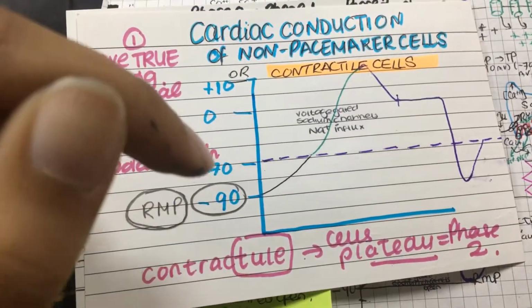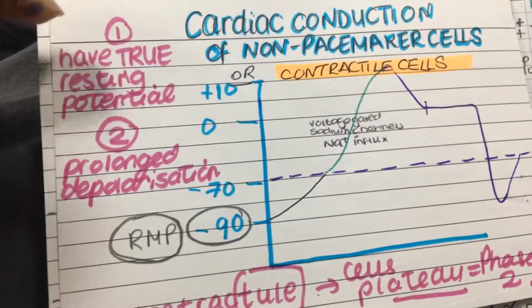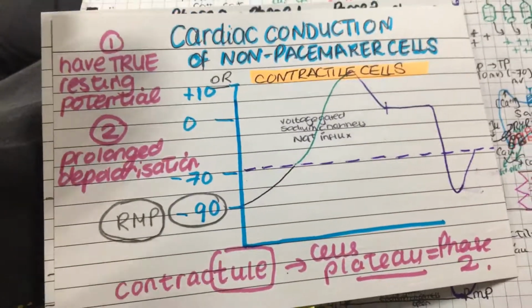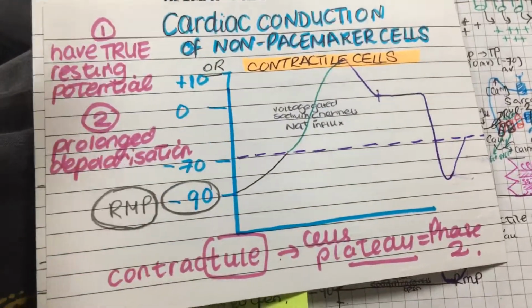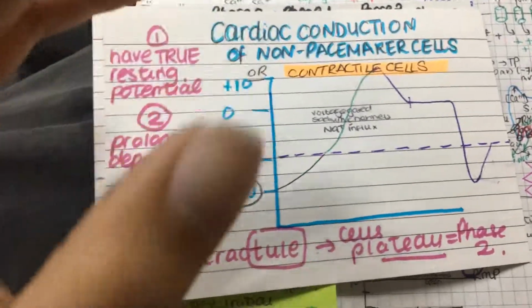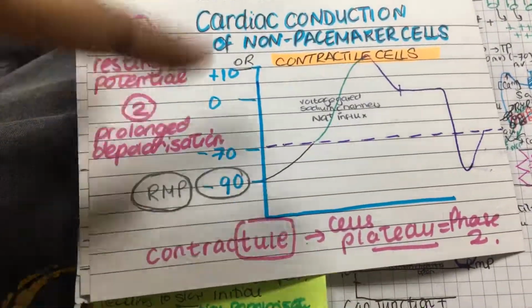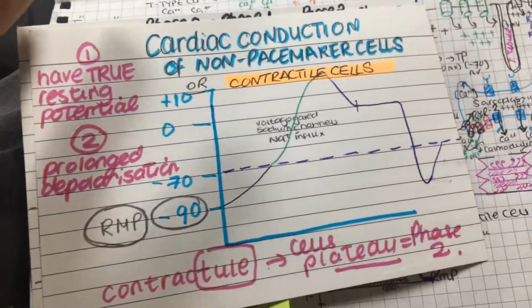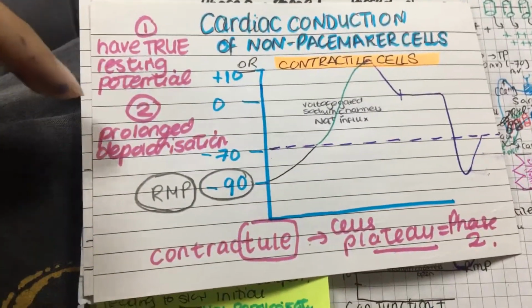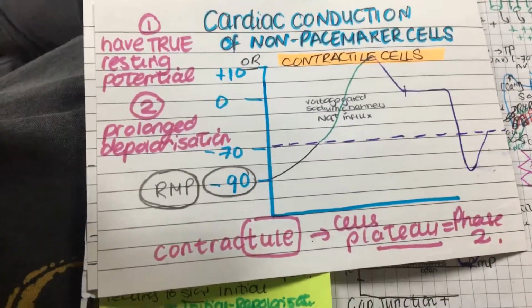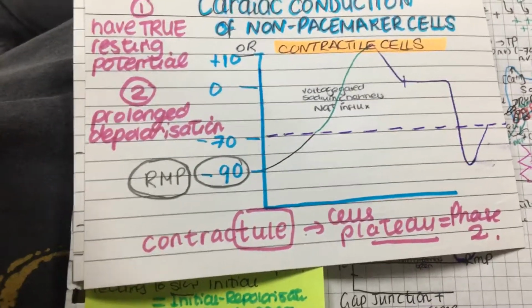Now, for the non-pacemaker cells or the contractile cells, one thing is that they do have a true resting potential. This is different to the pacemaker cells, which don't have a true resting potential. The pacemaker cells, such as the SA node and AV node, are almost spontaneously, consistently depolarizing and repolarizing. Whereas the contractile cells have a true resting potential, which is represented by a straight line on the graph, which is in here. And they also have prolonged depolarization.